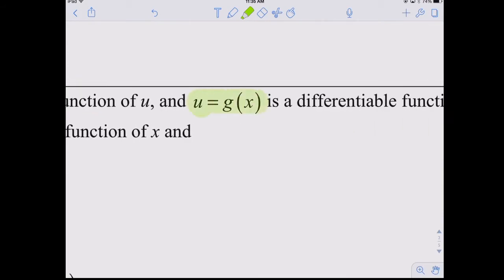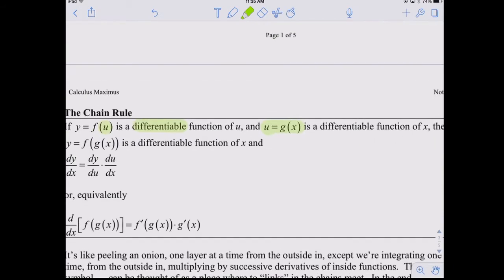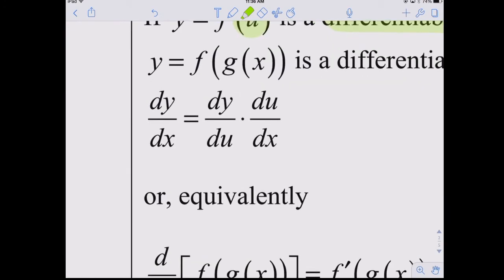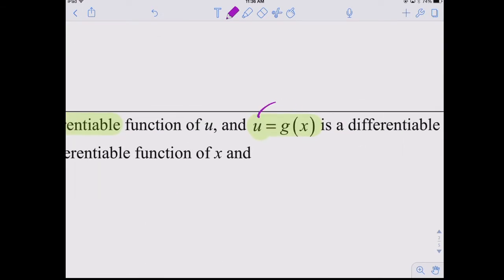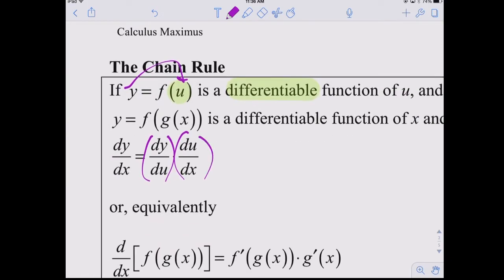And if u is g of x, if u is a function of x, and it's also differentiable, then the derivative of y with respect to x is going to be the derivative of y with respect to its variable u times the derivative of u with respect to its independent variable x. And that's how we would write it. And notice we multiply the results together. And then why does that work? What happens with the du's? They divide out and we're left with dy dx.